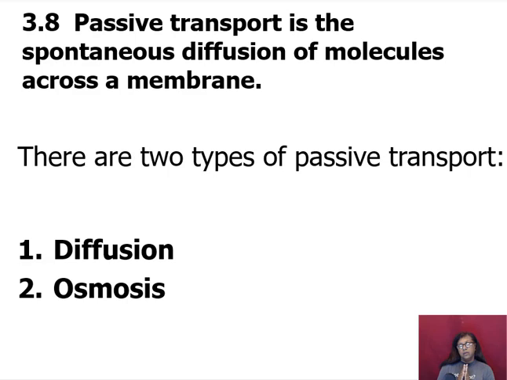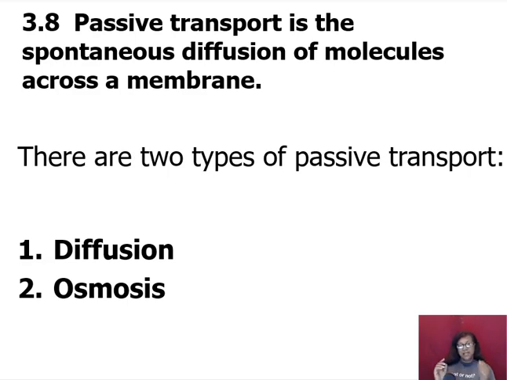So we're going to start with passive transport first. And there are two types of passive transport that you need to know. One is diffusion and one is osmosis. Both diffusion and osmosis are types of passive transport. Passive meaning it doesn't take any energy for this motion to happen. Well, we're going to see exactly what that means in just a minute.